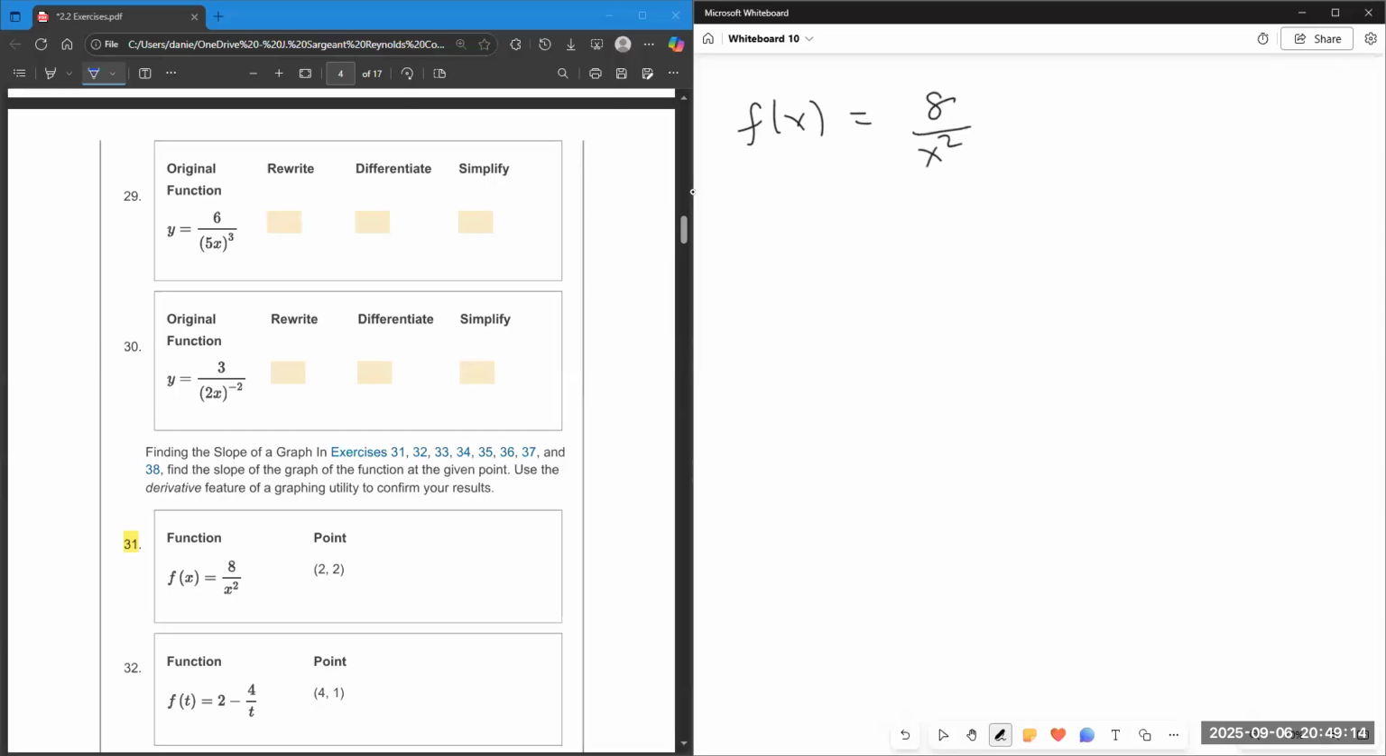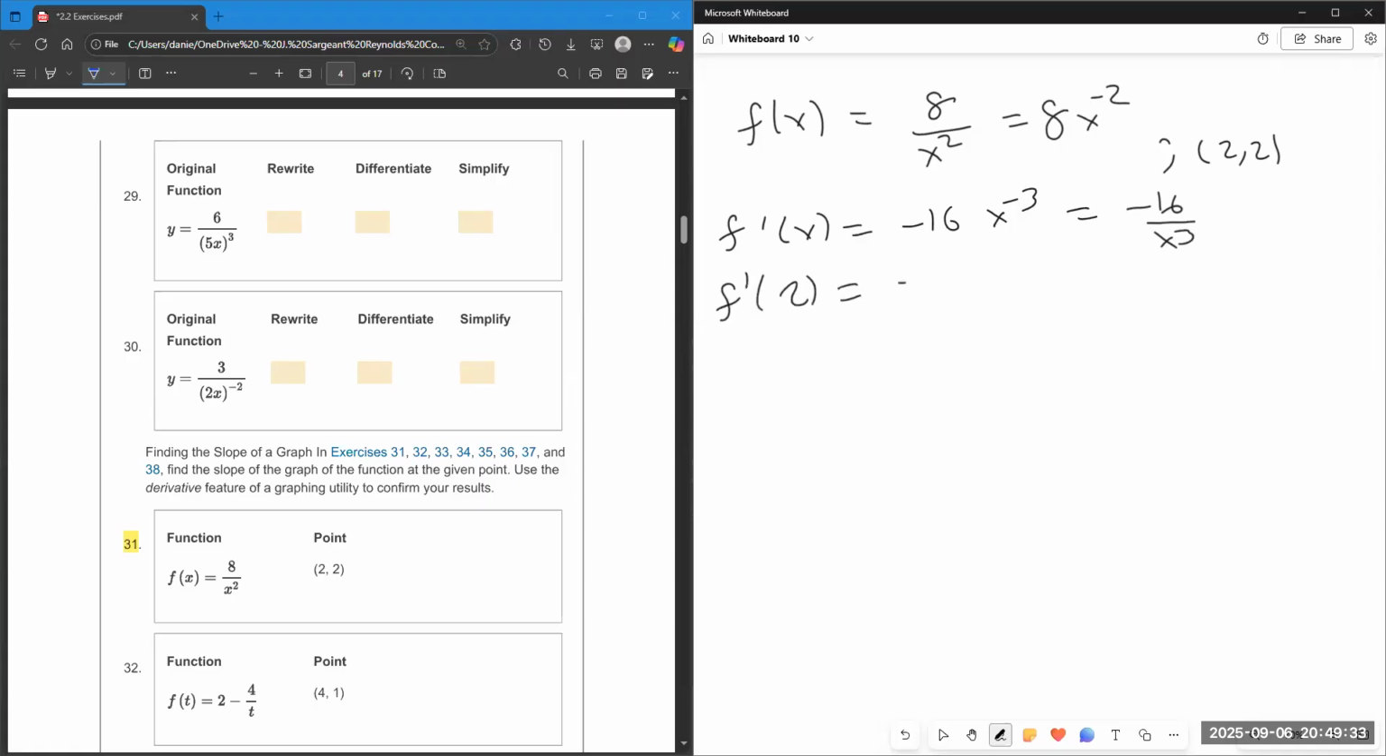So I'm going to rewrite this as 8x to the negative second. We're given the point 2. f prime of x is negative 16x to the negative third, or negative 16 over x to the third. So f prime of 2 is negative 16 over 2 cubed, which is negative 16 over 8, a slope of negative 2.